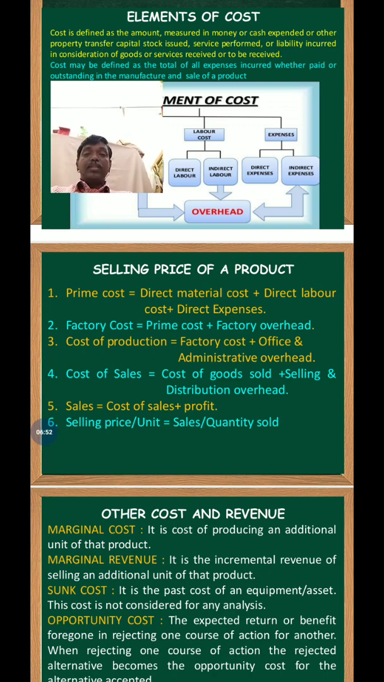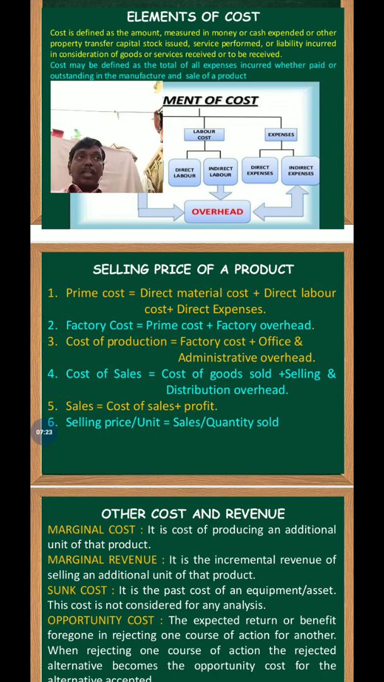What is meant by prime cost? Direct material, direct labor, and direct expenses are called prime cost. And then factory cost means prime cost plus factory overhead. And then cost of production equals factory cost plus office and administrative overhead. What is meant by office and administrative overhead?